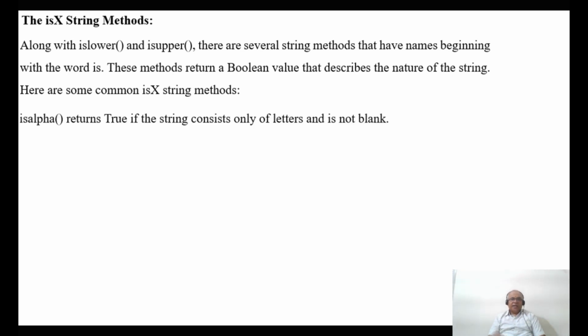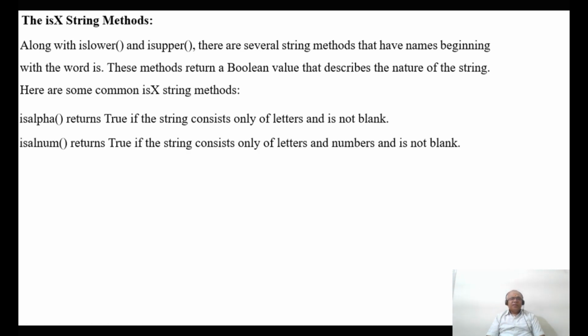The isalpha method returns true if the string consists only of letters and is not blank. Alpha means the alphabet, which is letters, and is not blank. There is no blank in the string. The isalnum method returns true if the string consists only of alphabets and numbers and is not blank.